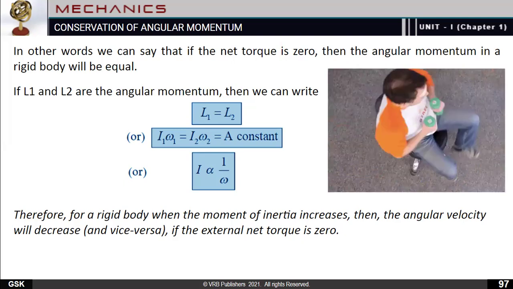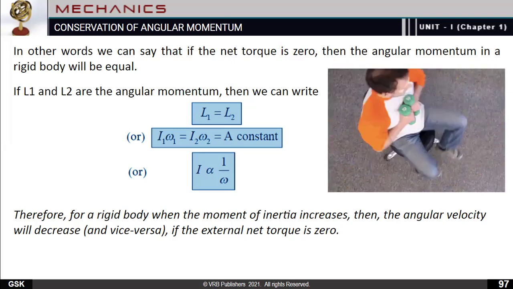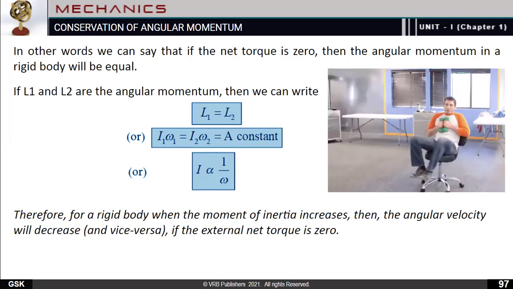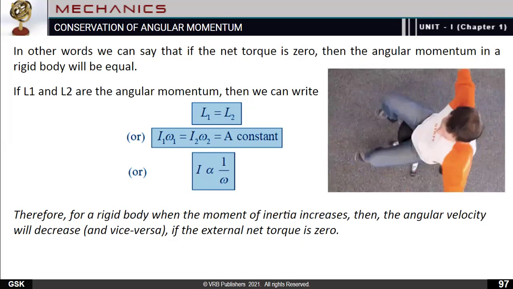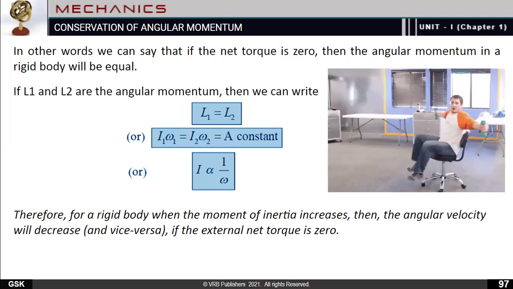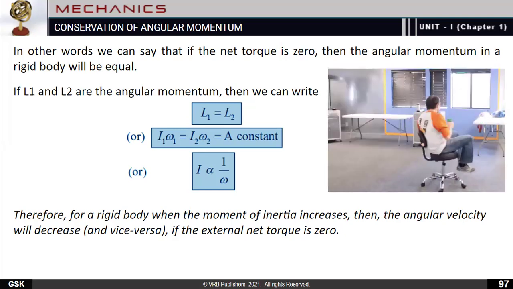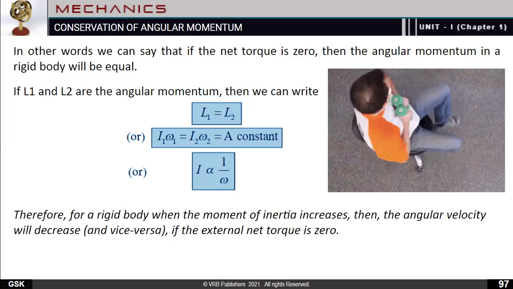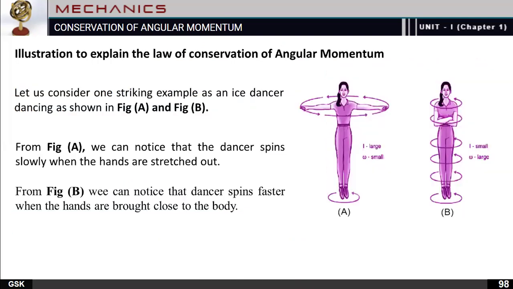The reason is when the hands are stretched away, the moment of inertia increases, angular velocity decreases, and the spinning decreases. When the hands are brought towards the body, the moment of inertia decreases, angular velocity increases, and the spinning increases. So clearly here the illustration is explained.